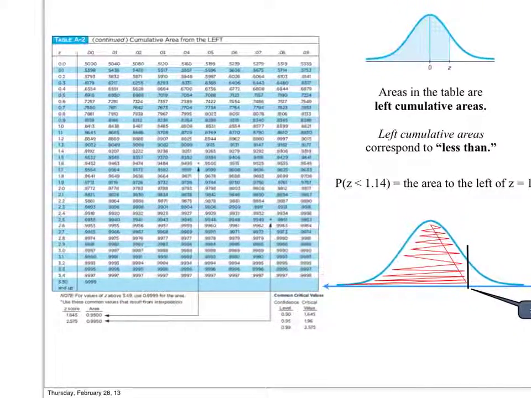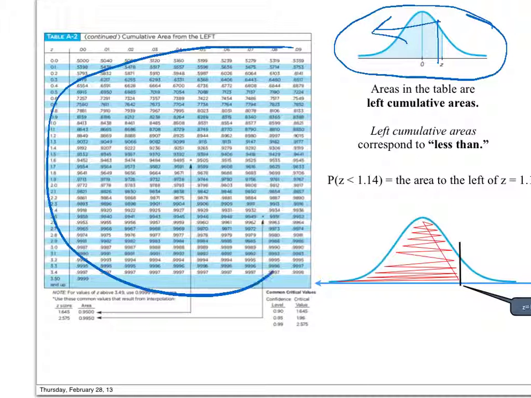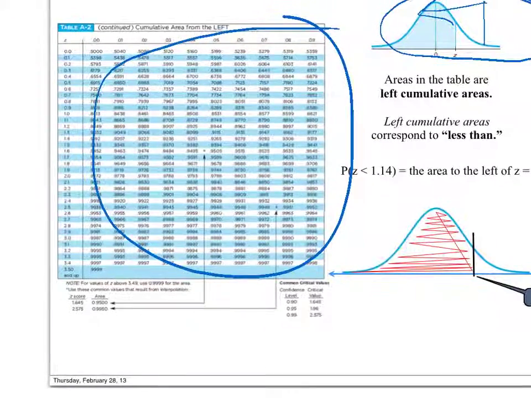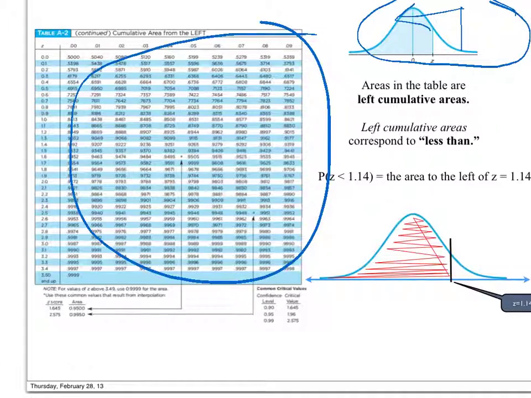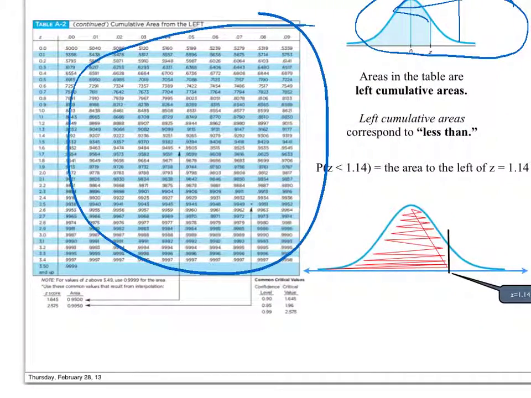So here's the table, and here's a figure that goes with the table, this figure right here. Notice that in this figure, the shaded region is to the left of the z-score. That means that all these numbers in the body of the table, the numbers that I circled there, correspond to z-scores and are areas to the left of a z-score.